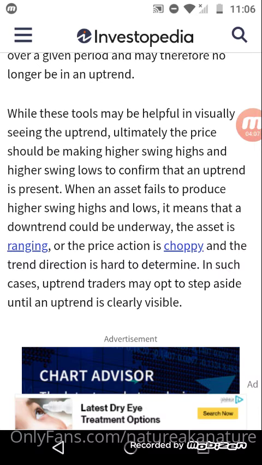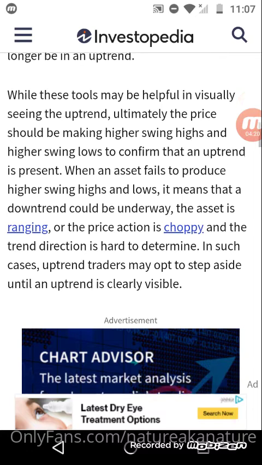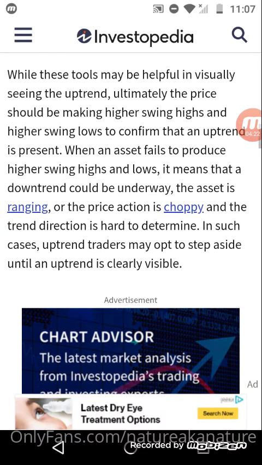Same thing on a downtrend, it must be making lower highs and lower lows. When the asset fails to produce higher highs and higher lows, it means a downtrend could be underway. So you see a market that's not making higher highs and higher lows, and it's more choppy and rangy, and price action is choppy and really considered consolidating, which means it's just going sideways.